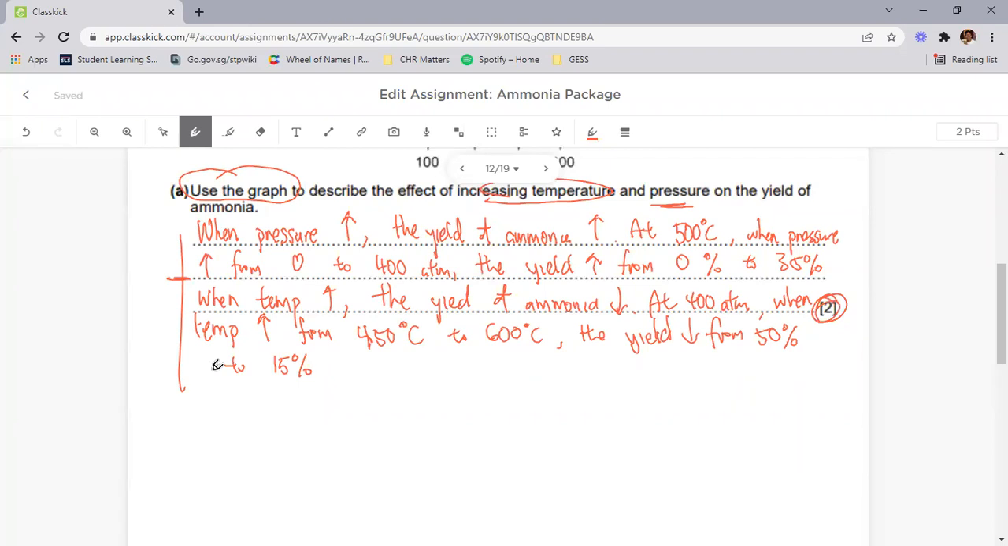If you think carefully, the effect must link to the graph. So I need to have data together with my trend. Therefore, this top is only 1 mark. This bottom one is another 1 mark. So sometimes knowing how the marks are allocated is a very important process to be able to do all this. Okay? So this is for question, slide 12.